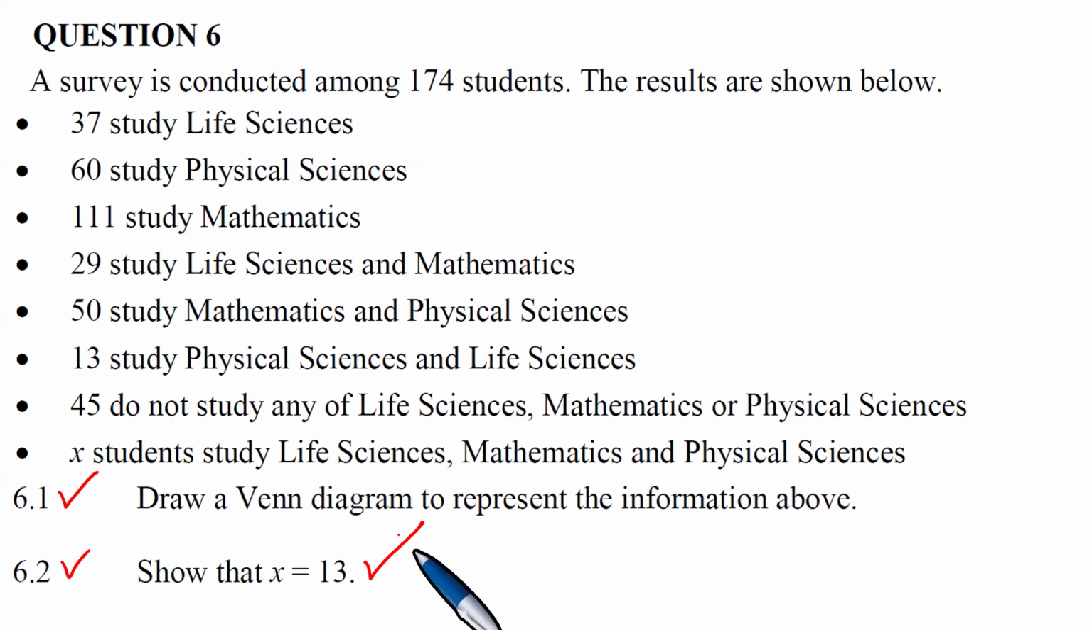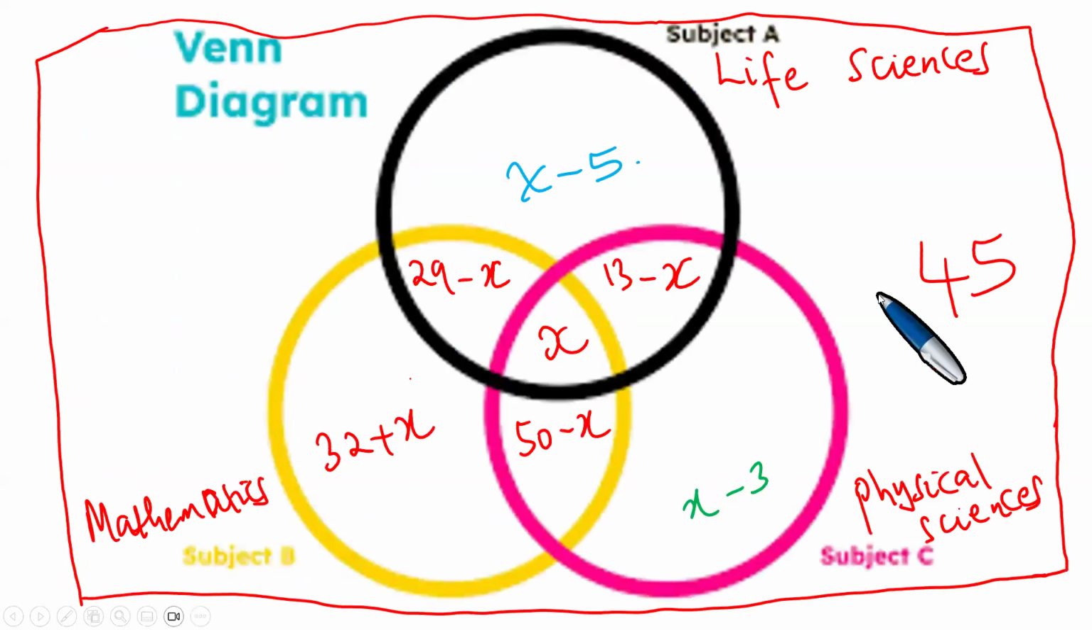Right. So the examiner is saying show that x equals 13. The only point to hold on to is the fact that a survey is conducted among 174 students. So we're good. Let's come to the Venn diagram. So if there are 174 students, we can start in any of these. We can start with the life sciences and say x minus 5 plus 13 minus x plus x, plus 29 minus x.